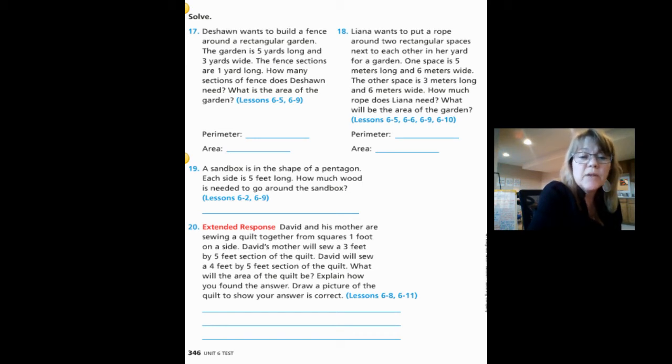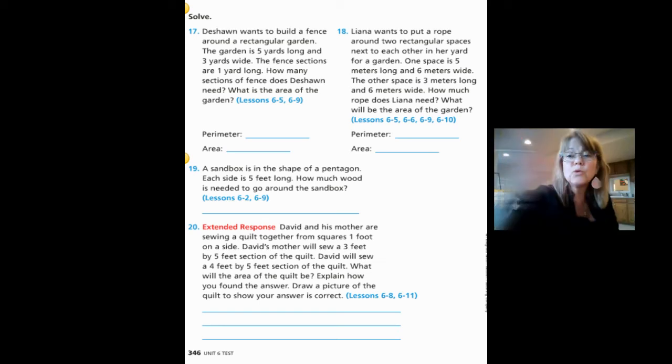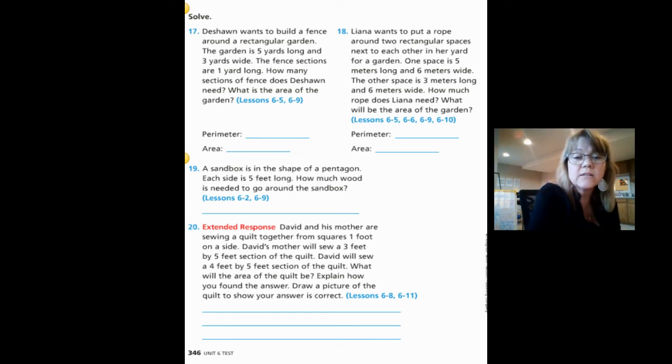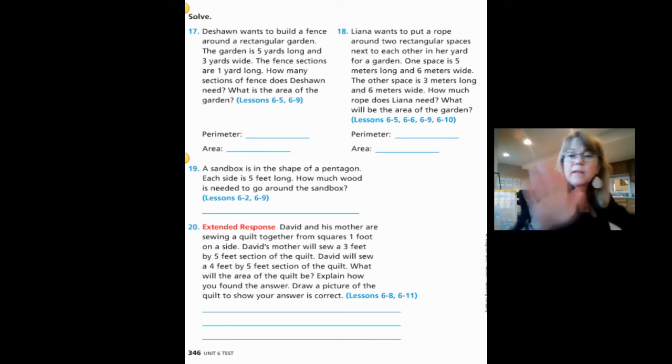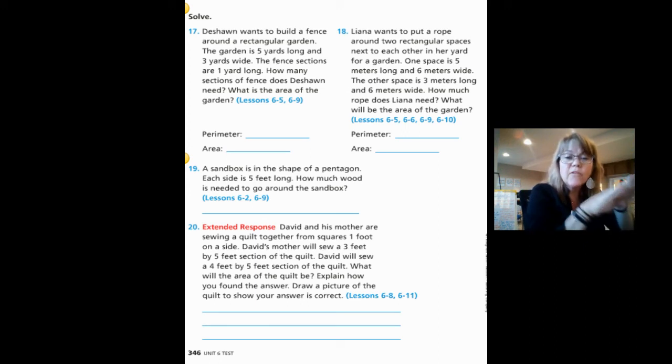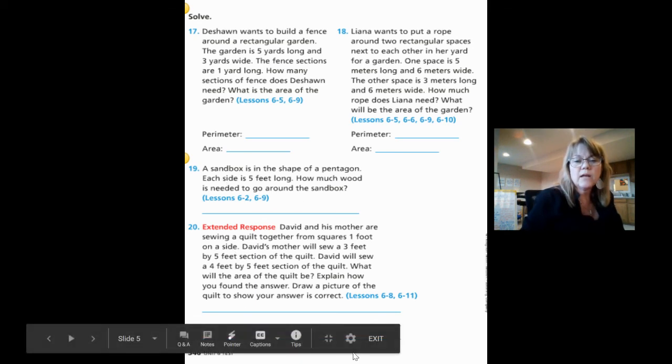But David and his mother are sewing a quilt together from squares. They're 1 foot on each side, so that's good to know, but we don't need that really. David's mother will sew 3 feet by 5 feet sections of the quilt. David will sew 4 feet by 5 feet sections. So we're talking 2 different rectangles. What will the area of the quilt, and then they put them together. What will the area of the full quilt be? Explain how you found the answer. Draw a picture of the quilt to show your answer is correct. I don't think you're going to need the grid or dot paper on this.